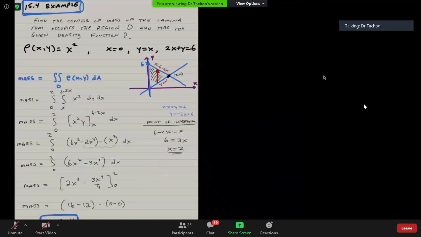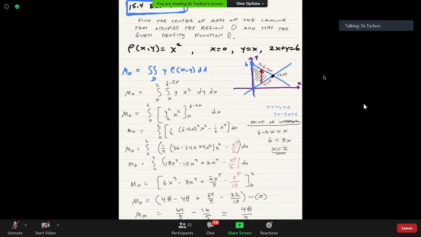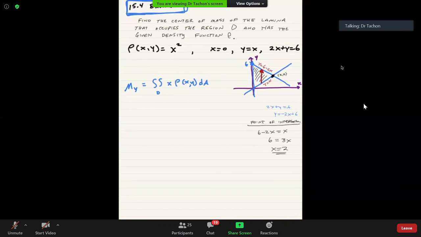Hang on to that. The moment with respect to the x-axis is 48/5. Those are the pieces that I messed up on, so I did it in a different color so you can see the fix. And it's fixed now. All right, let's do the moment with respect to y real carefully.